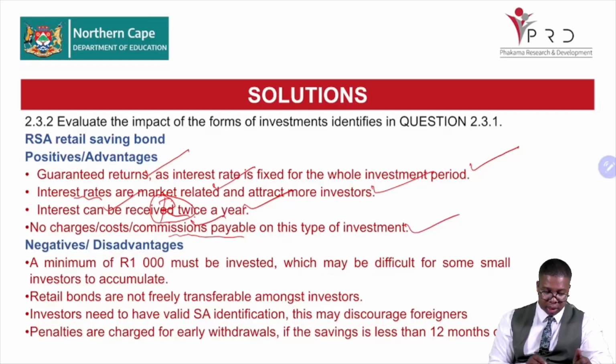Then we look into the negatives. A minimum of 1,000 must be invested, which may be difficult for small investors to accumulate. Then retail bonds are not freely transferable amongst what?